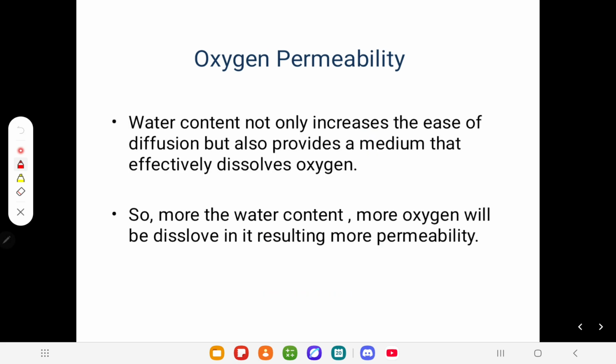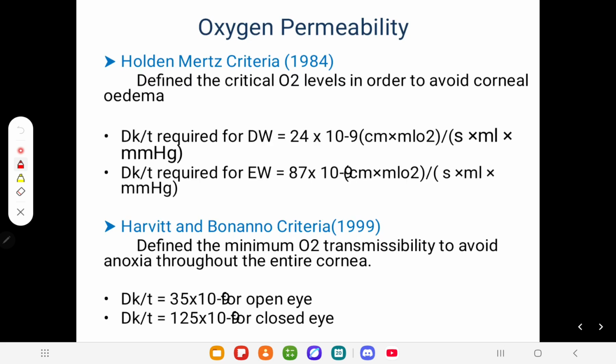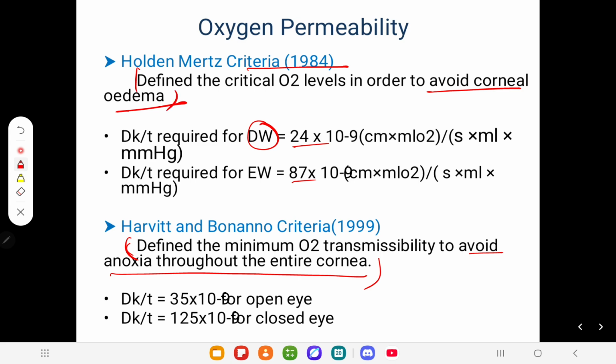So oxygen permeability, I have already told about it a lot, so I'll skip it. So there is obviously Holden-Mertz criteria, the very famous criteria. According to it, daily wear is 24, extended wear is 87, and the Harvitt and Bonanno criteria was 1999. Basically to avoid anoxia throughout the cornea. Okay, so in Holden-Mertz criteria, it's to avoid corneal edema. In Harvitt and Bonanno criteria, they avoid anoxia throughout the entire cornea. The presupposition is different in both. Okay, Holden-Mertz criteria is 1984. Harvitt and Bonanno criteria is 1999.